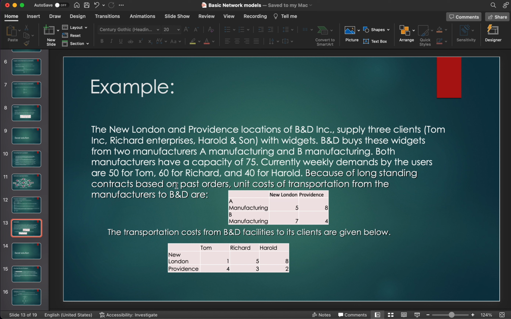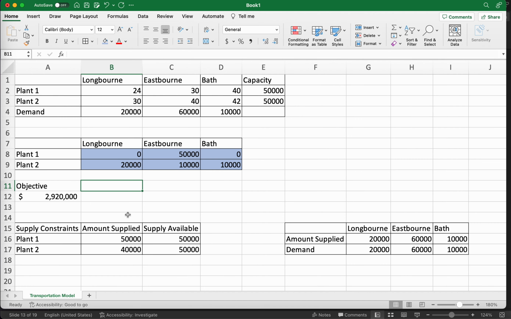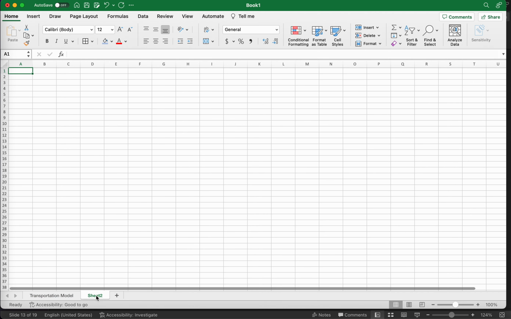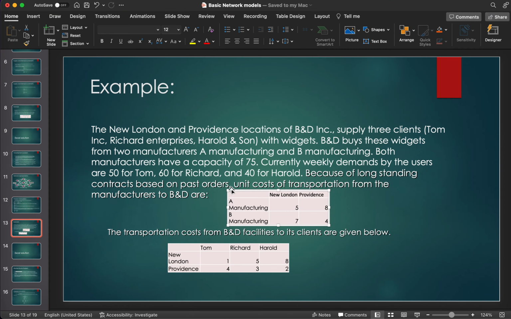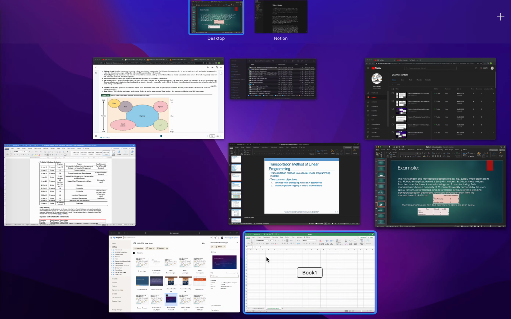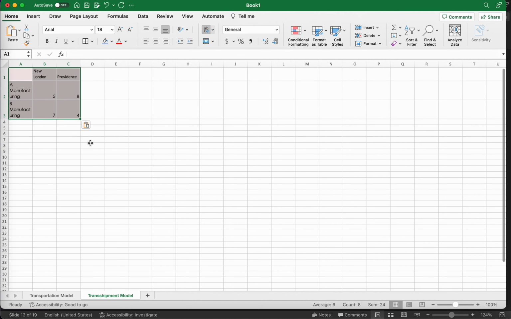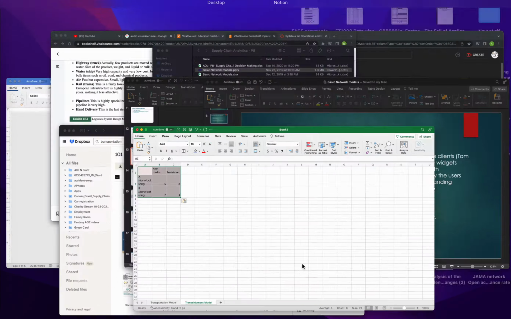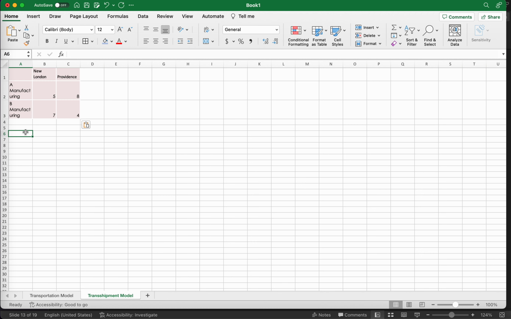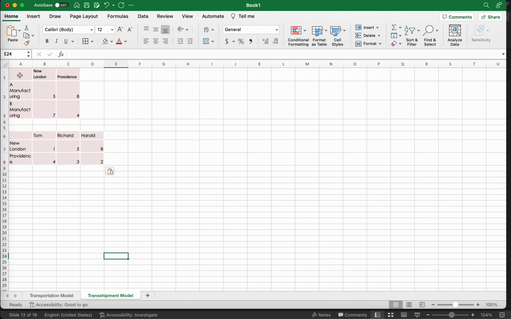So let's set this up. Again, I'm going to use the same Excel file. We have the transportation model. Let's do the transshipment model here. I'm going to copy this first. This is the first part of the supply chain, so the first part goes there. And then we'll do the second part of the supply chain, which is right there. I'll put it over there. Just going to fix a few things quickly.